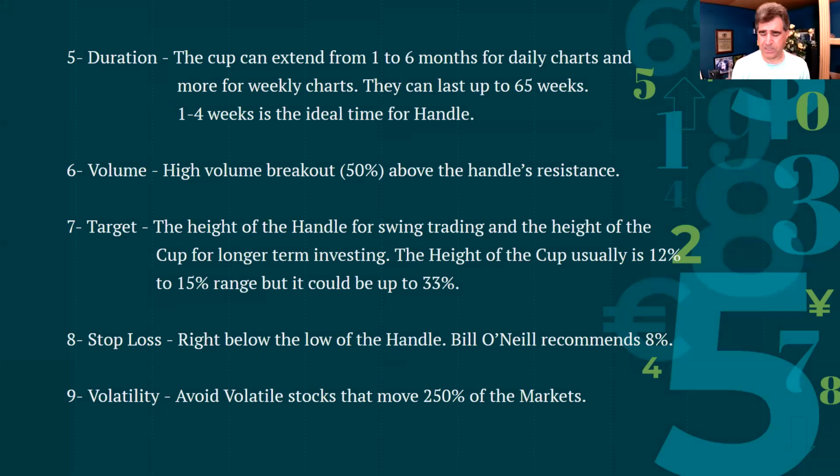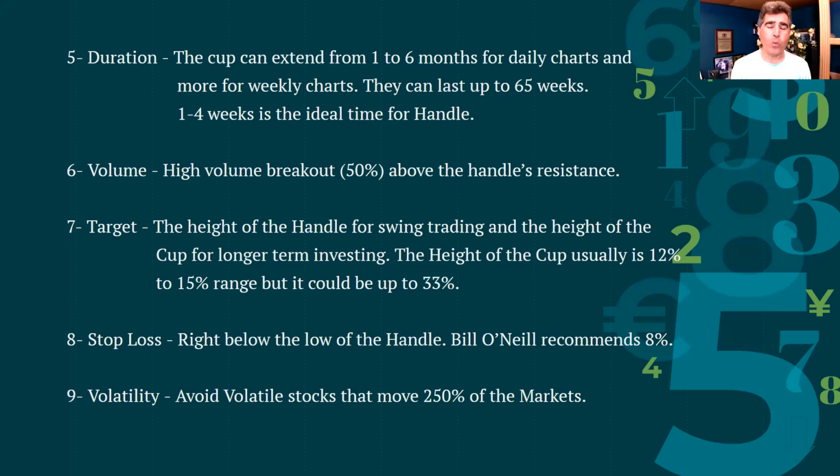The fifth point is the duration. The cup can extend. So now we have this cup, and 1 to 6 months is the ideal situation. So if you have a cup, 7 weeks is acceptable, 1 month, but 7 weeks, 8 weeks. More than 6 months, if you're looking at the daily chart, is very much too long. So the consolidation is going too long. Again, 2 or 3 months would be ideal.